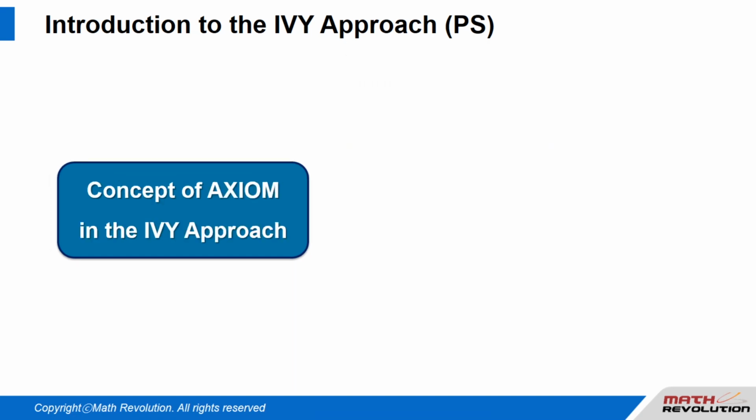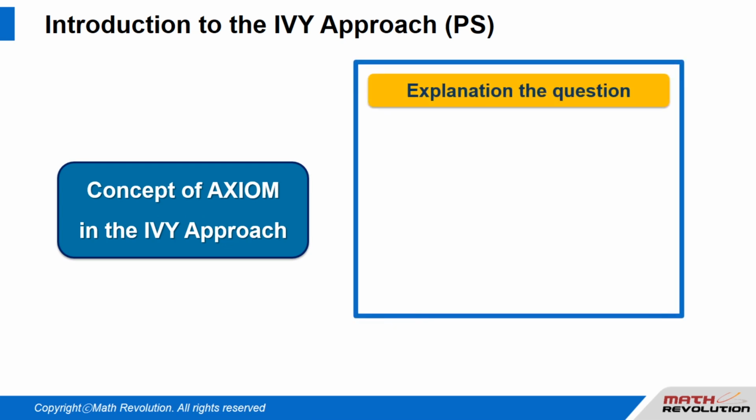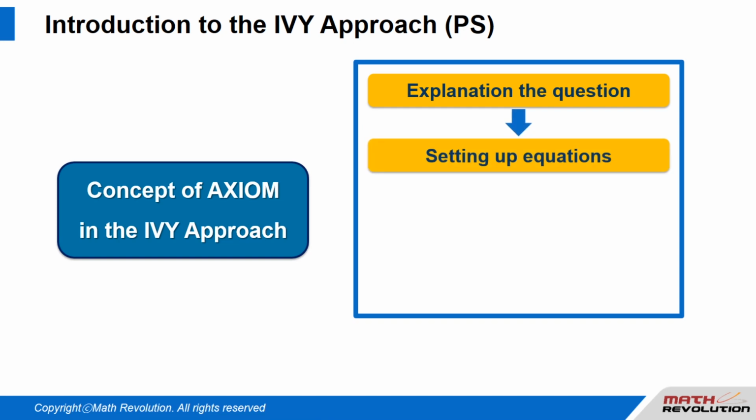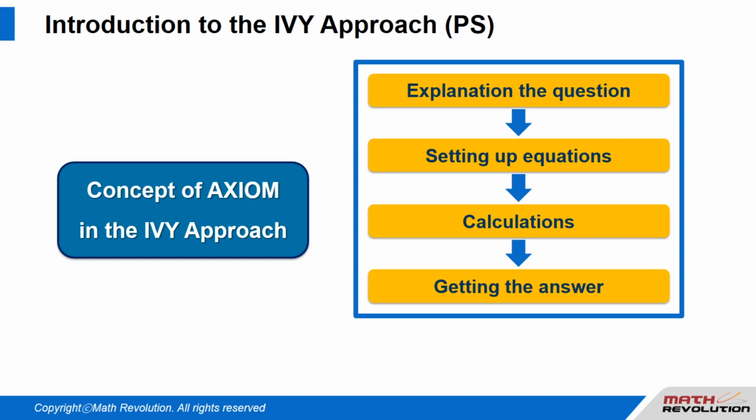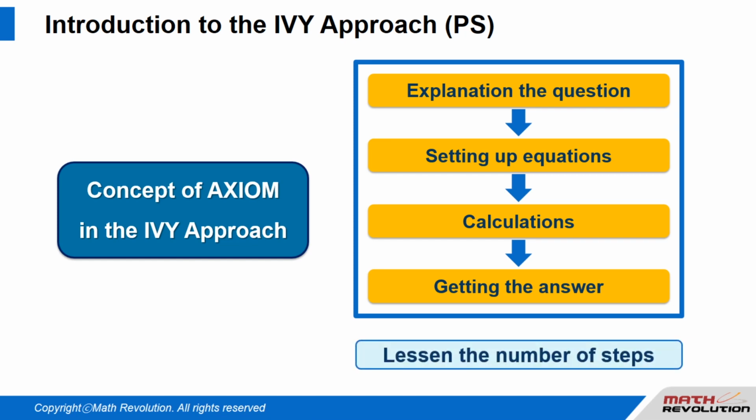By coming up with a concept of axioms in the Ivy approach, I shortened the steps into the following: explaining the question, then setting up equations, then calculations, then getting the answer. I was able to lessen the number of steps, which minimizes the likelihood of making mistakes. I call my approach the Ivy approach. The approach suggested by the official guide is way too inefficient.